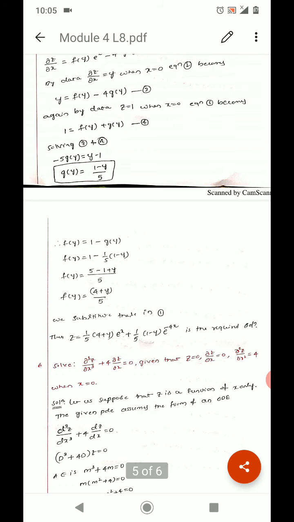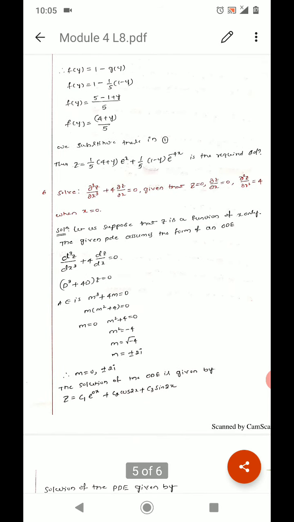Use the values of f of y and g of y in equation 1 to obtain z is equal to 1 by 5 of (4 plus y) into e power x, which is the value of f of y, plus 1 by 5 of (1 minus y) into e power minus 4x, which is the required solution.